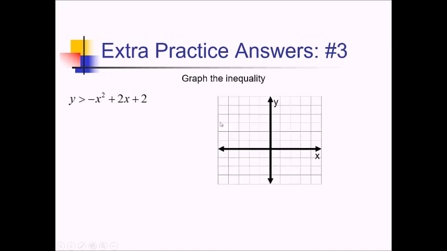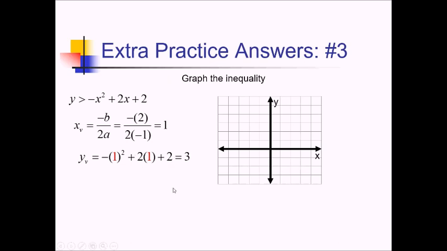To graph this inequality, let's start by getting the vertex of this parabola. So that's -b over 2a to get the x value, and that's -2 over 2 times the a value, -1. -2 over -2 gives us 1. Plugging that back into the original, that'll give us the y value of the vertex. So we have -1 plus 2 is +1. 1 plus another 2 gives us 3. So that's a vertex of 1, 3.